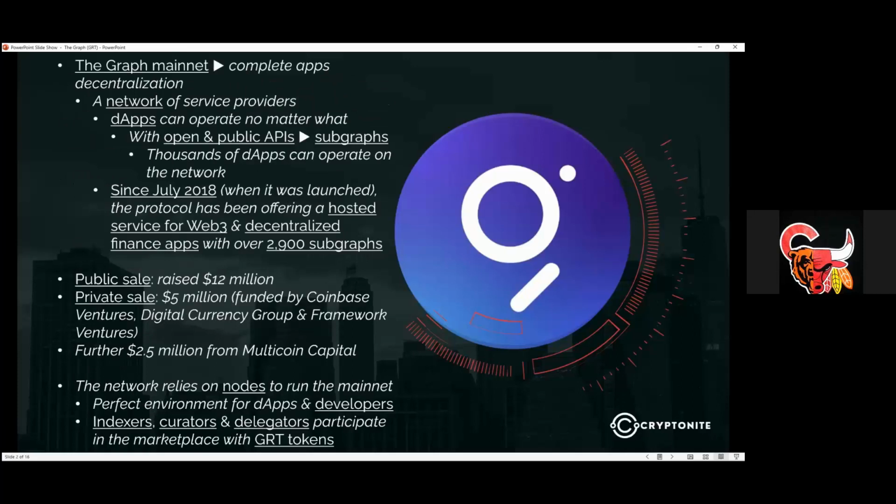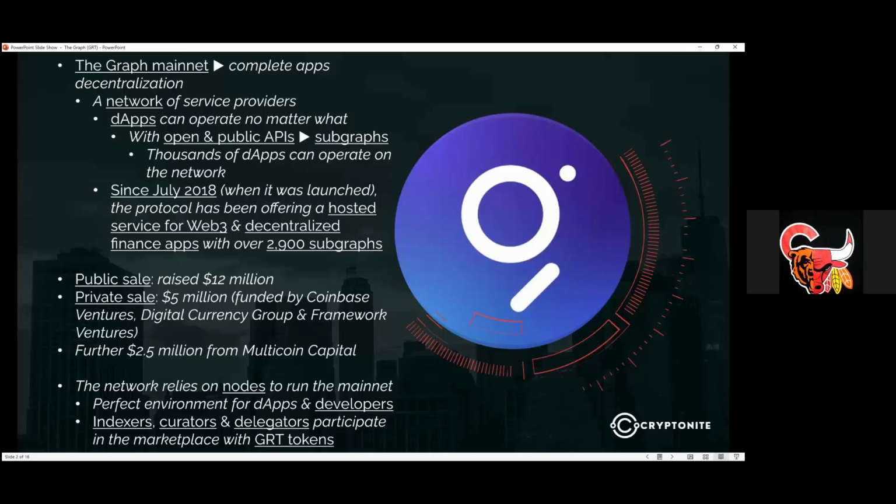So since 2018, when they were launched, they've offered a hosted service for Web3 and decentralized finance apps with over 2,900 subgraphs. They had a public sale where they raised $12 million. They also had a private sale funded by Coinbase Ventures and Digital Currency Group for $5 million. And then they did one more, of $2.5 million with Multicoin Capital.